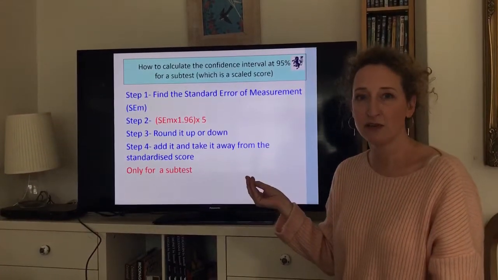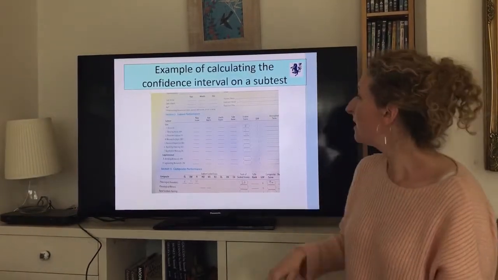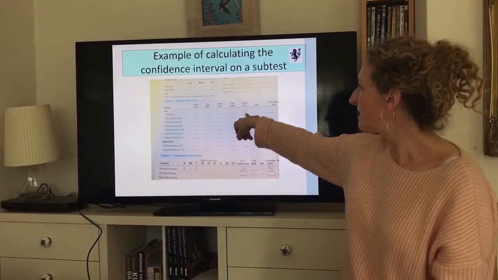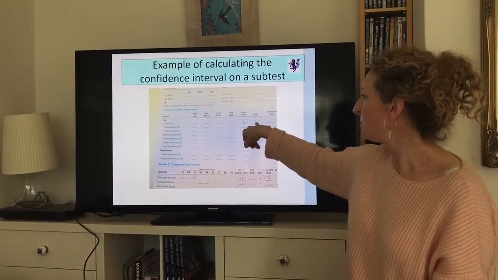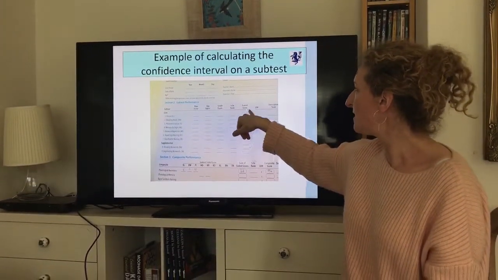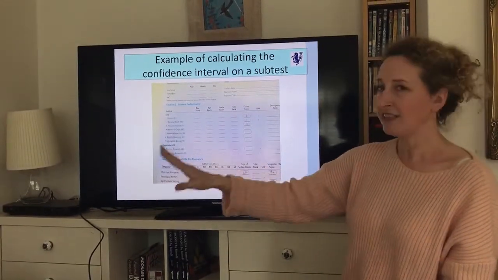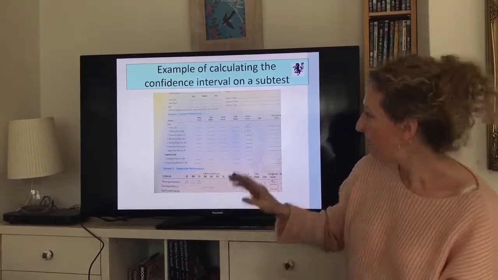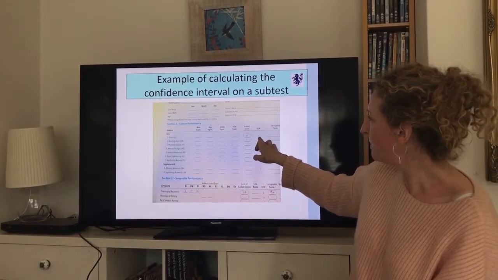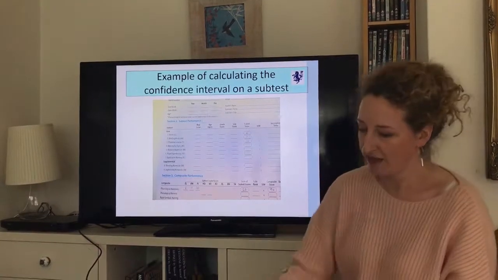But that's just for scaled scores, which are largely on subtests. So if I go back to my CTOP, and I've got here elision is 6, the standard error of measurement is 1. Well, actually, that's like saying the standardised score is 80 and the standard error of measurement is 5. That aside, you would have to times the standard error of measurement by 1.96 and then by 5.